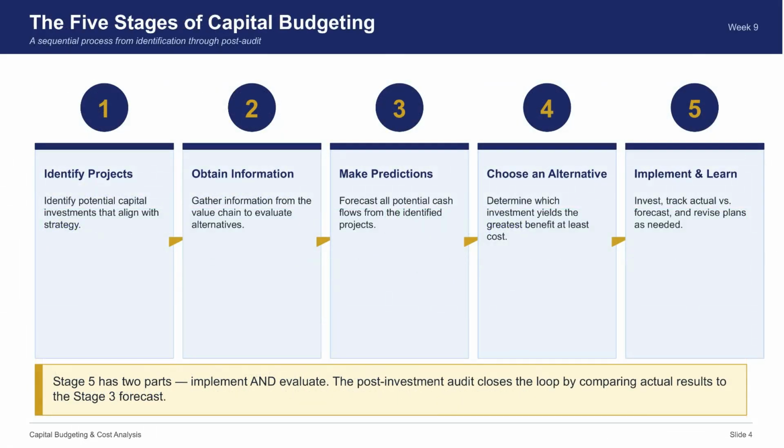The capital budgeting process has 5 sequential stages. First, identify potential projects aligned with strategy. Second, obtain information by gathering data across the value chain. Third, make predictions of all potential cash flows. Fourth, choose the alternative offering the greatest benefit at least cost. Fifth, implement and learn, closing the loop with a post-investment audit.